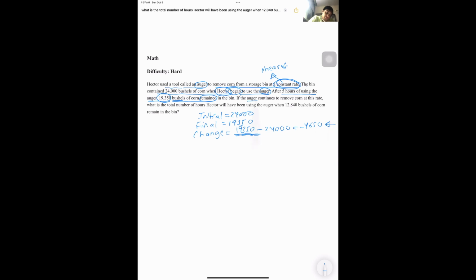If the auger continues to remove corn at this rate, what is the total number of hours Hector will have been using the auger when 12,840 bushels of corn remain in the bin? How many hours? Good question. So we have found the decrease in the number of bushels. Now we'll divide this by 5 to find the rate or gradient of this linear change, which is -930.